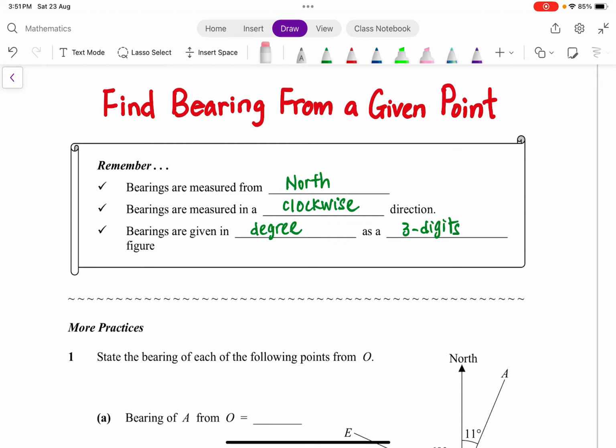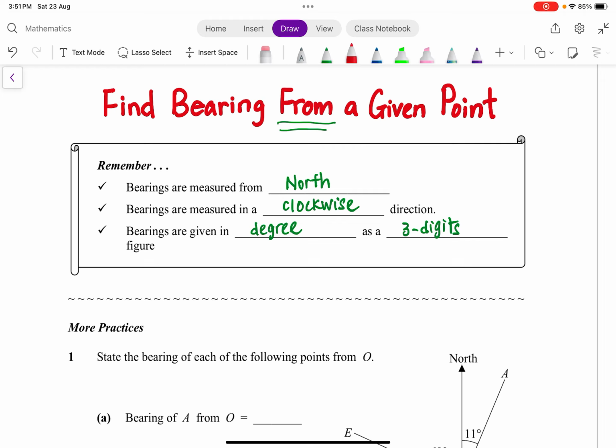Now I have previously recorded two shorts on simple and basic definition of bearings. So today we are going to apply this knowledge to find bearings from a given point. So the keyword that I am introducing today is this keyword from. So which means with all the questions that we are going to solve today, we are going to look out for this bearing that is from a given point.